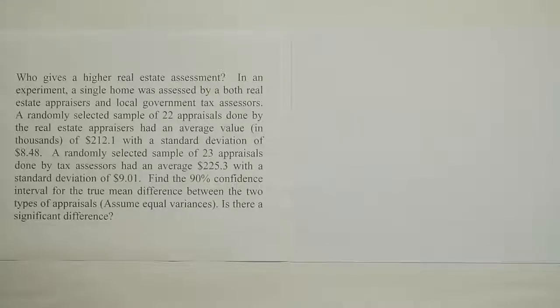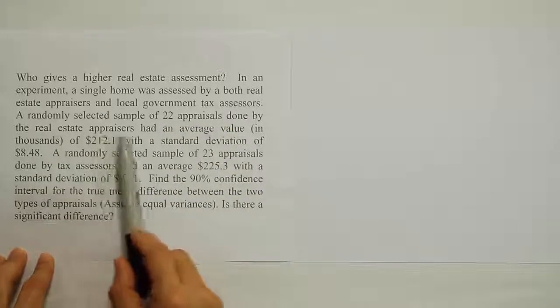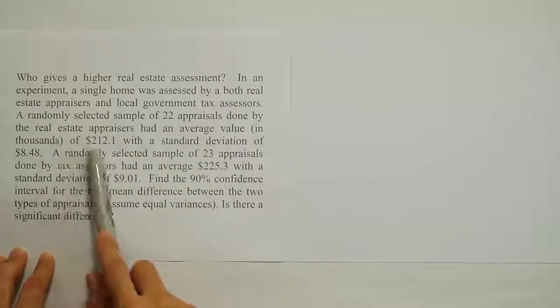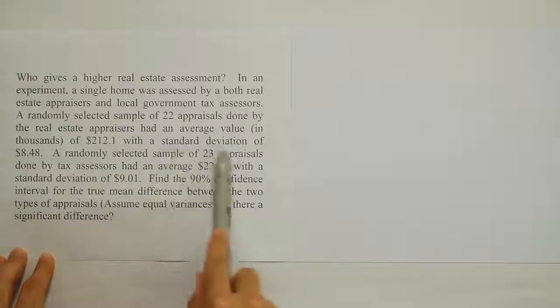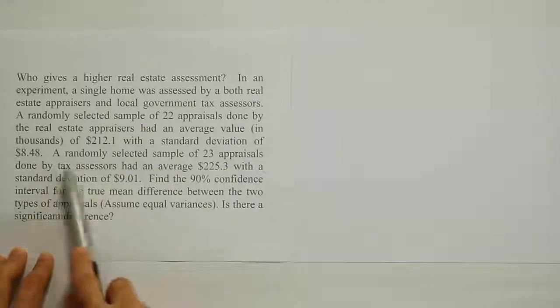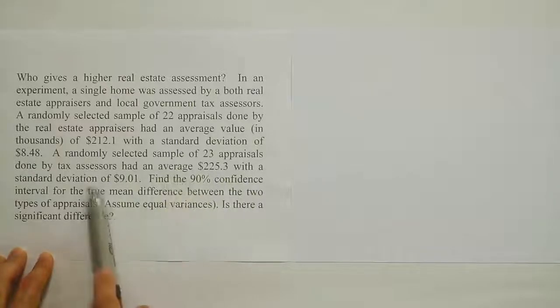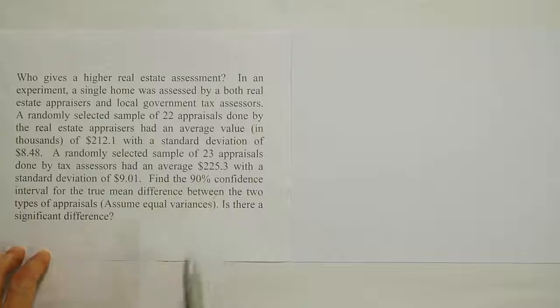Who gives a higher real estate assessment? In an experiment, a single home was assessed by both real estate appraisers and local government tax assessors. A randomly selected sample of 22 appraisals done by the real estate appraisers had an average value in thousands of 212.1 with a standard deviation of 8.48. A randomly selected sample of 23 appraisals done by tax assessors had an average of 225.3 with a standard deviation of 9.01. Find the 90% confidence interval for the true mean difference between the two types of appraisals.